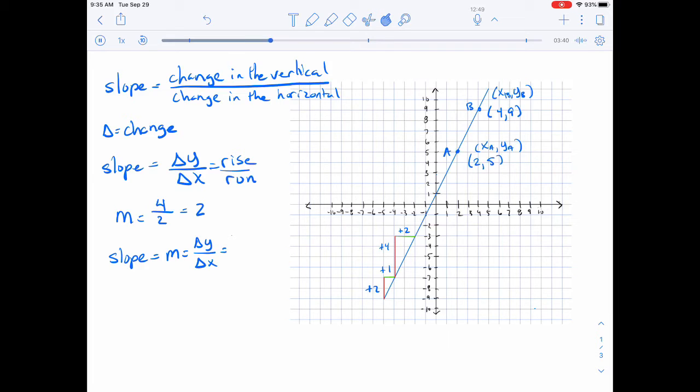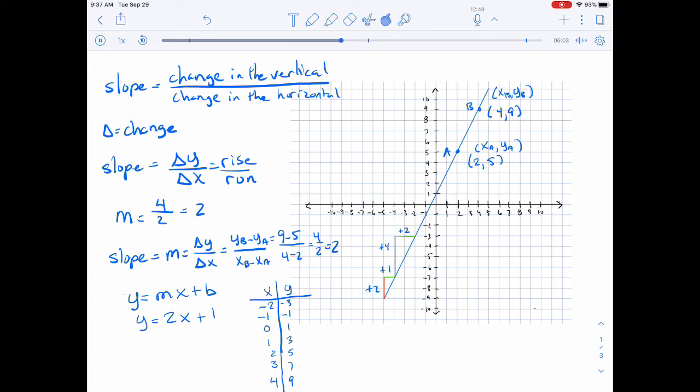So our change in y would correspond with yb minus ya, or 9 minus 5, and our change in x would be equivalent to xb minus xa, or 4 minus 2, which results in 4 over 2, which is a slope of 2. A line may be written in the form of y equals mx plus b. The equation of this graphed line is y equals 2x plus 1.